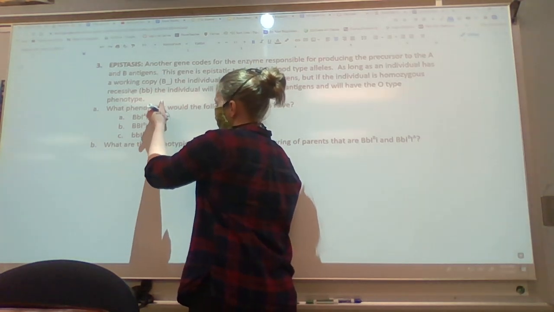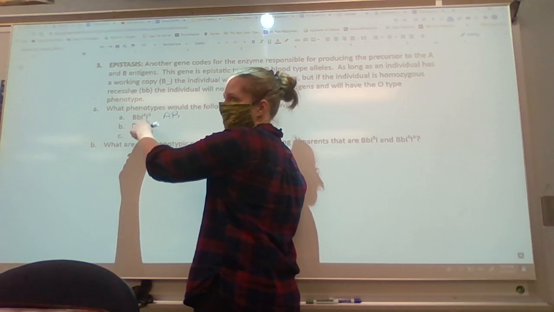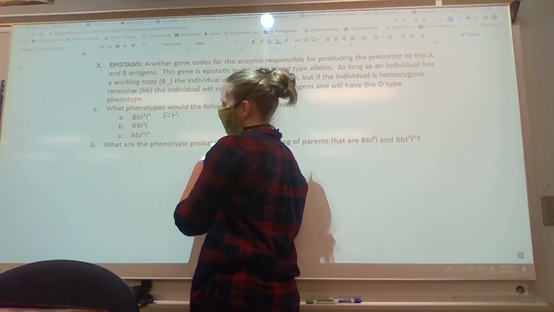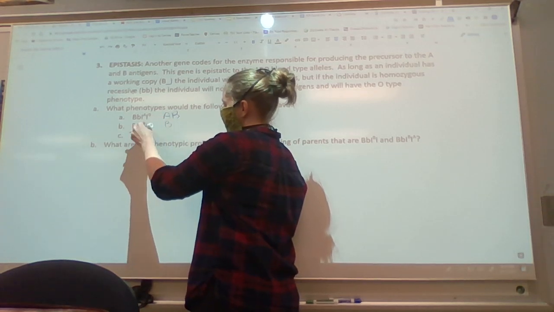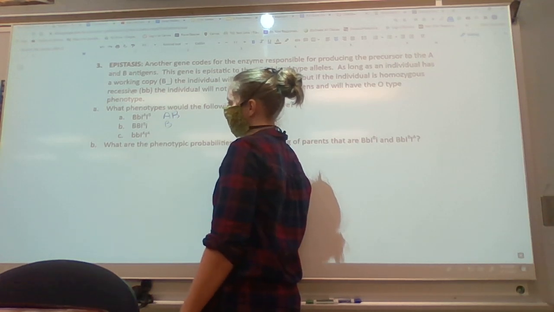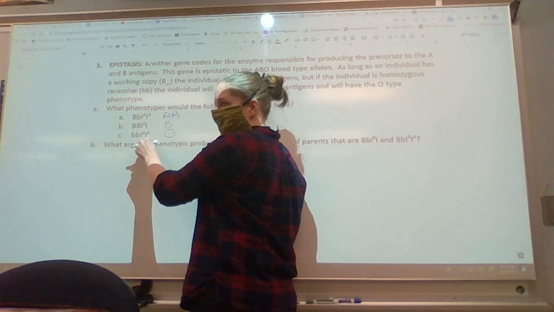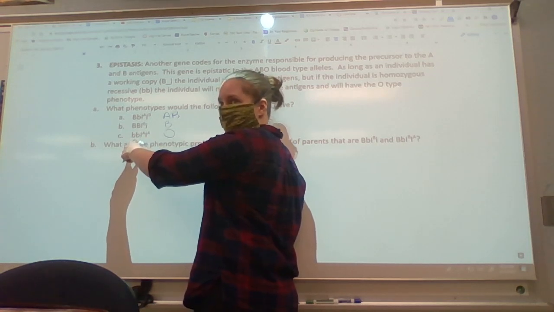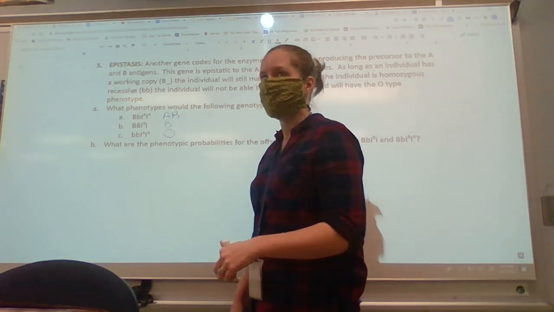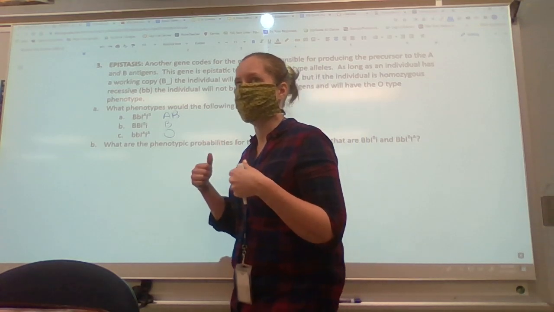Okay, so for A, this individual is going to have what blood type? AB. They can make antigens, and they have the A and B antigen alleles. Okay. This individual is going to be type B, because they can make antigens, and they have the B antigen allele. This individual is going to be type O, even though they have the A antigen alleles, they can't make them, because they only have the recessive copy of the epistatic gene. Okay, does that make sense? That's pretty important before we move on.